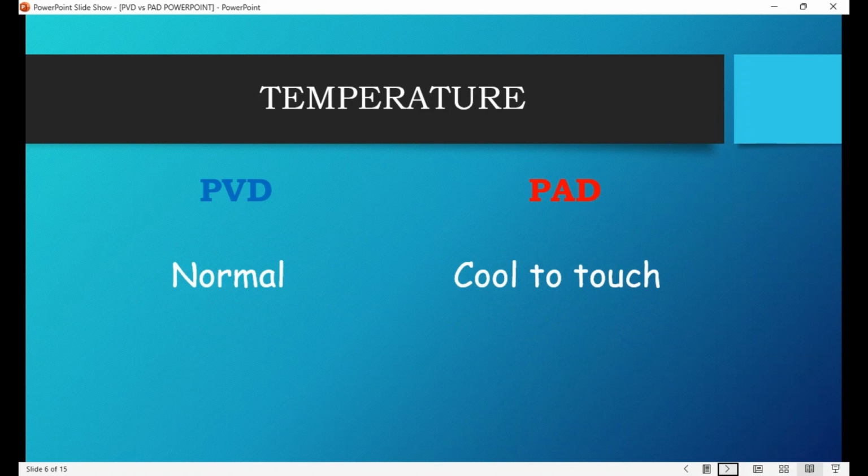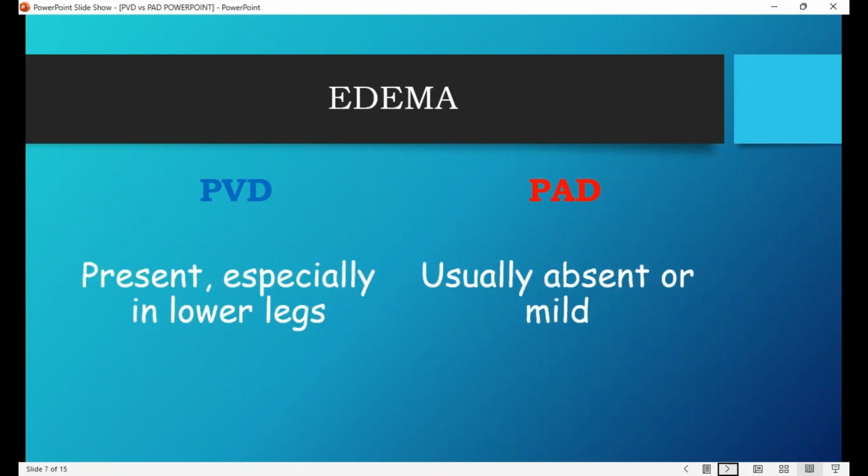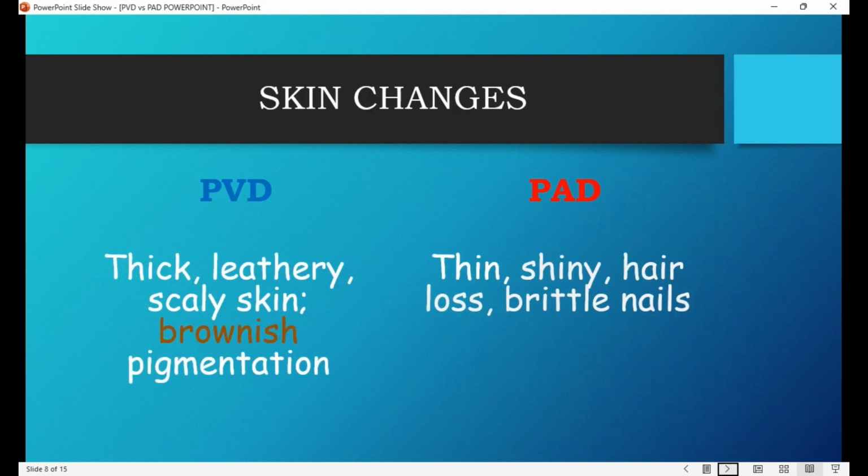Temperature. In PVD, the skin temperature is going to be normal. In PAD, it's going to be cool to touch. So that's the difference. Edema. With PVD, it's present usually in the lower legs, but in PAD, it's usually absent or very mild. You have skin changes with PVD. You're going to have thick, leathery, scaly skin, or brownish pigmentation, as I already stated before. And PAD is going to be thin and shiny. You are going to see hair loss, and the patient's nails will be brittle.